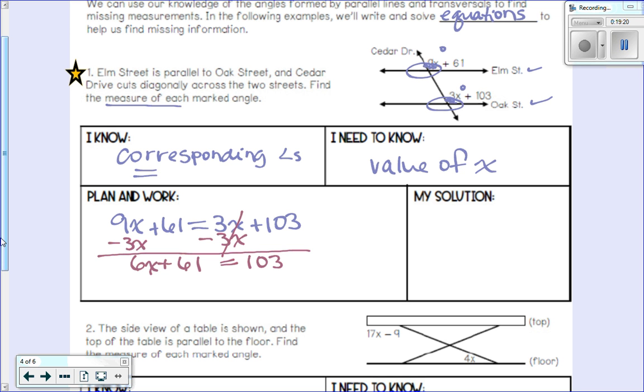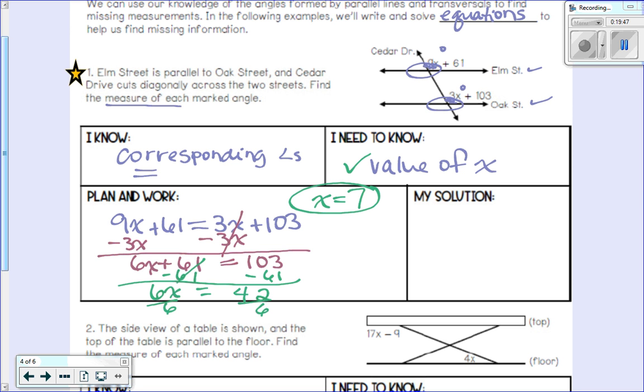And then we can subtract 61. That creates a zero pair. So we're left with 6x equals 42. And then when we divide by 6, what is our x value? Awesome. Now we know our x value.